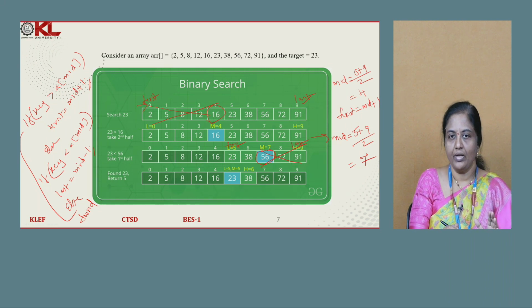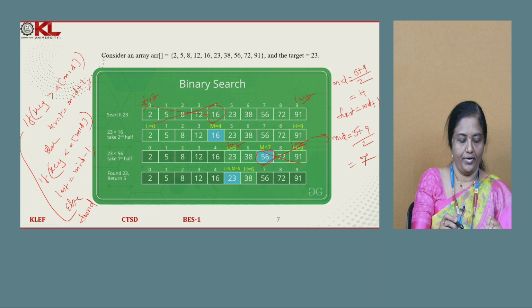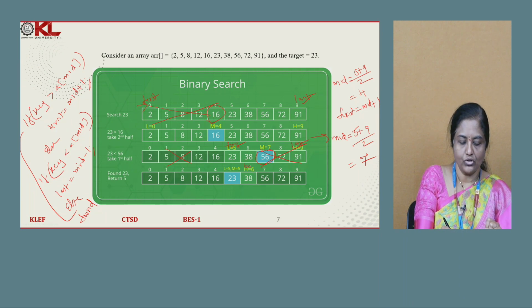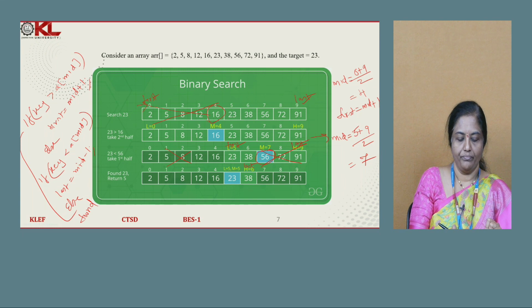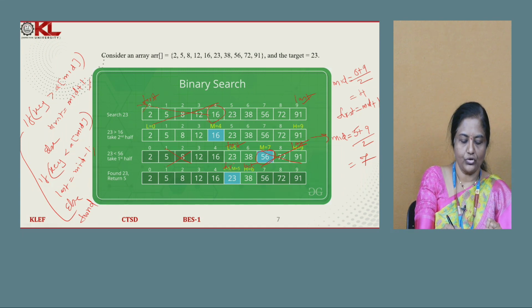Observe here, every time you are eliminating half of your current input for the searching process. Already this was eliminated in the first iteration, and now you have eliminated more. What is left here? You have to change the last to be mid minus 1, and this is obviously your first.